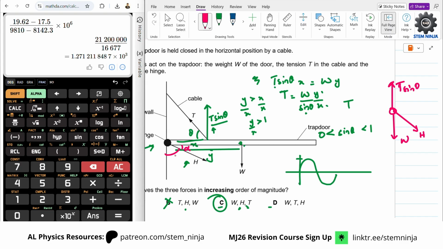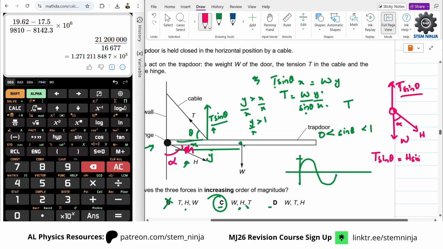Let's give it alpha over here. As you can see, this is absolutely clear: T sin theta is able to handle the H cos alpha plus weight. T sin theta, we already said, is lower than T itself. So T would be the highest.